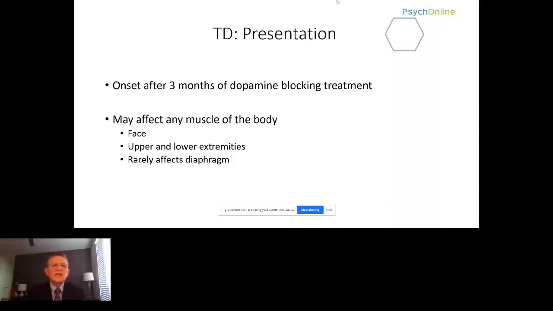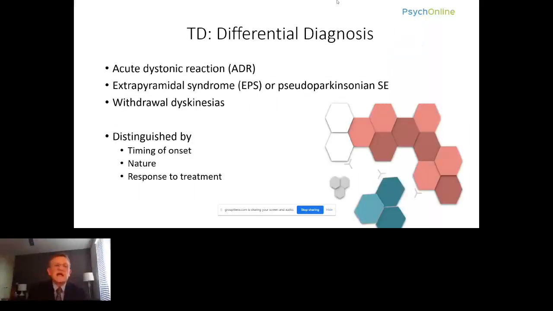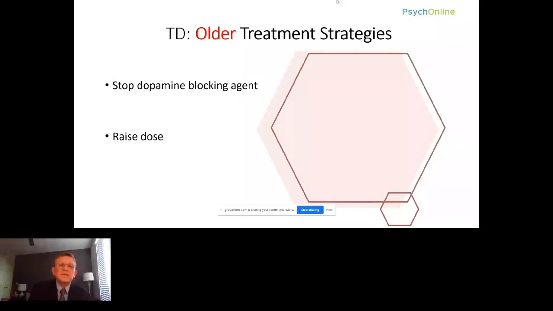It may affect any muscle of the body. It's obviously most onerous on the face or the upper or lower extremities. Thankfully, it rarely affects the diaphragm, but it can. What's our differential diagnosis? Well, again, we look at all the other movement disorders, and we can easily distinguish tardive dyskinesia by timing of onset, its nature, and the response of treatment to these other interventions, the ones I mentioned: acute dystonic reaction, EPS, and withdrawal dyskinesias.